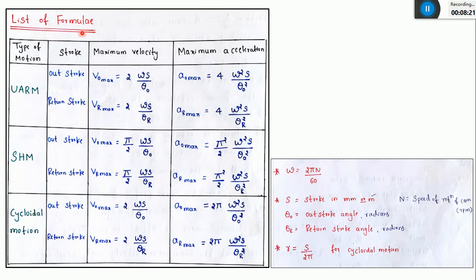So this is a list of formulas, and it is mentioned both the outward and the return stroke are with a cycloidal motion. So I need to consider these four formulas to calculate the maximum velocity during outstroke, maximum acceleration during outstroke, similarly for return stroke. So I can consider these four formulas.